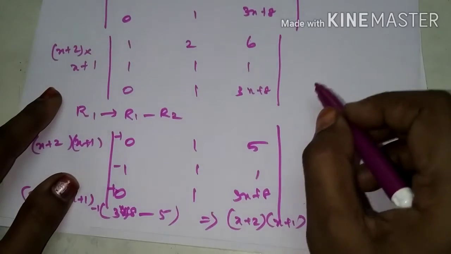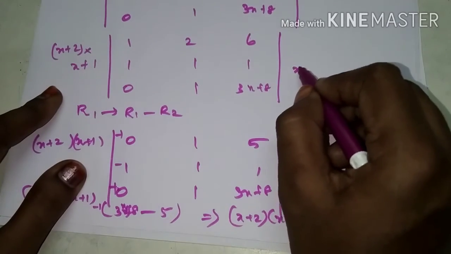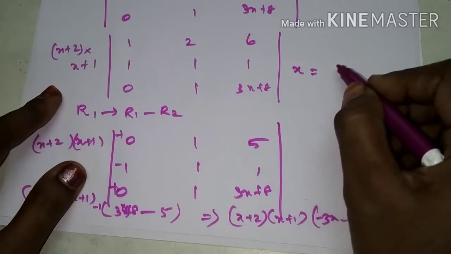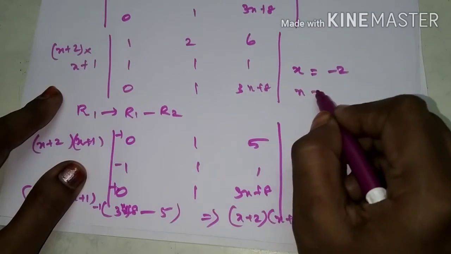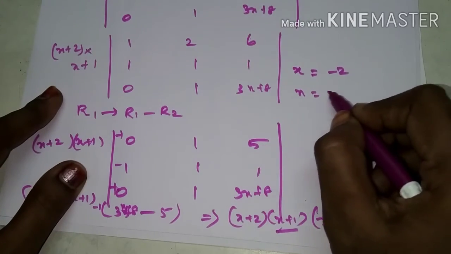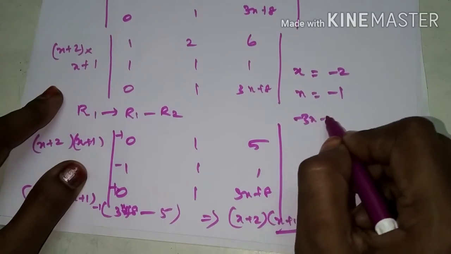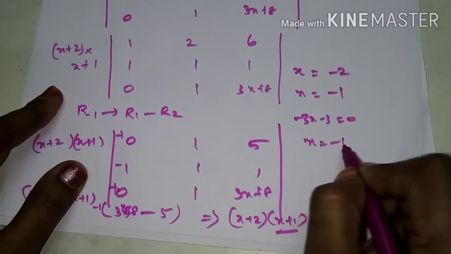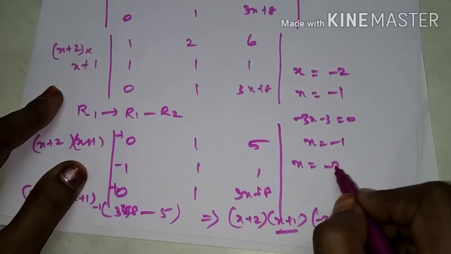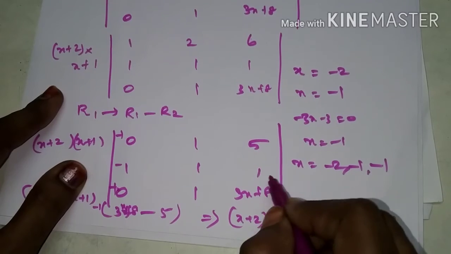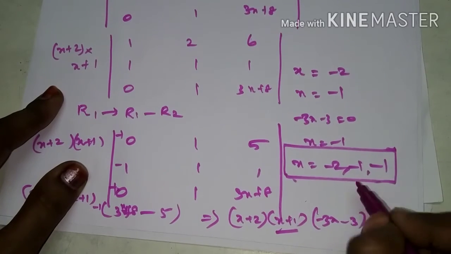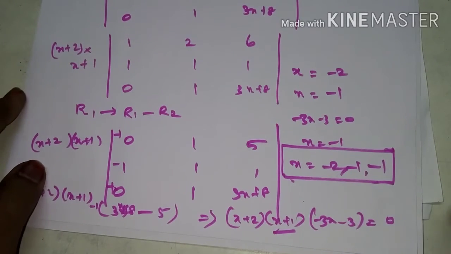Now the values of the terms, I'll write here. x would be minus 2 and the next value would be x is equal to minus 1, and from 3x minus 3 equal to 0 we'll get x is equal to minus 1. So the values of x are minus 2, minus 1 and minus 1. Got it? I hope you can understand this problem.